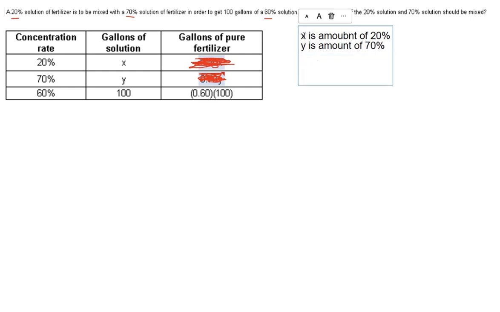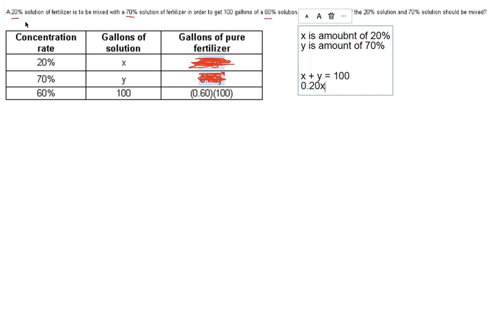So we have something right off the bat. X gallons plus Y gallons needs to be 100 gallons, right? The amount of the 20% solution plus the amount of the 70% solution, they said they wanted a 100-gallon solution. But when there's two variables, you can't solve with just one equation. We need two equations. Okay, so the next equation we're going to make is based off the percentages.